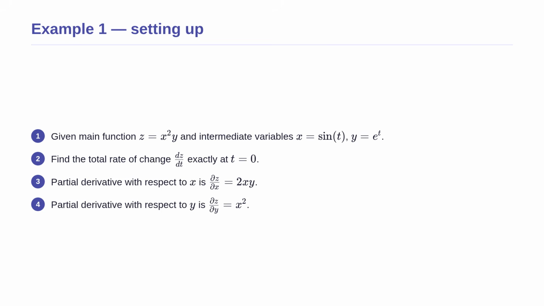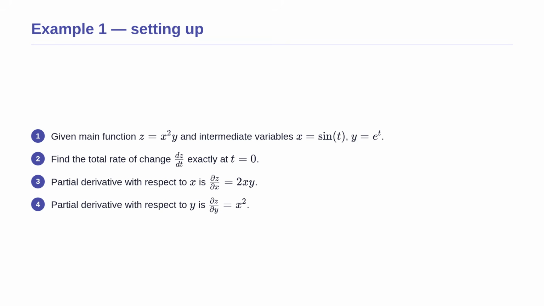Now that we have our formula and visual tree, let us apply this to a specific mathematical problem. We are given a main function z equals x squared times y. The intermediate variables are x equals sine of t and y equals e to the power of t. We want to find the total rate of change of the output with respect to time, exactly at the moment when time is 0. Our strategy is to compute each piece separately.